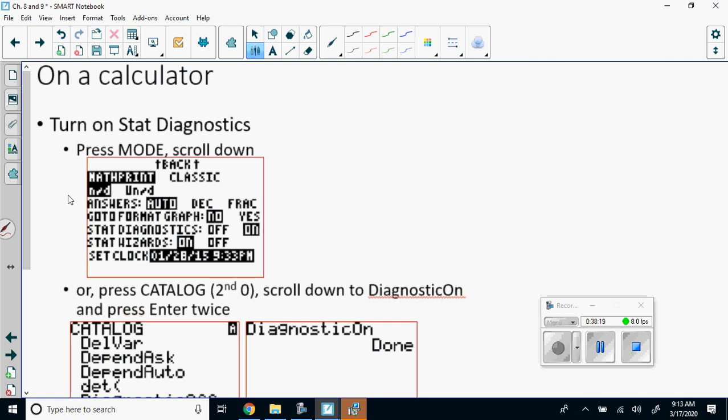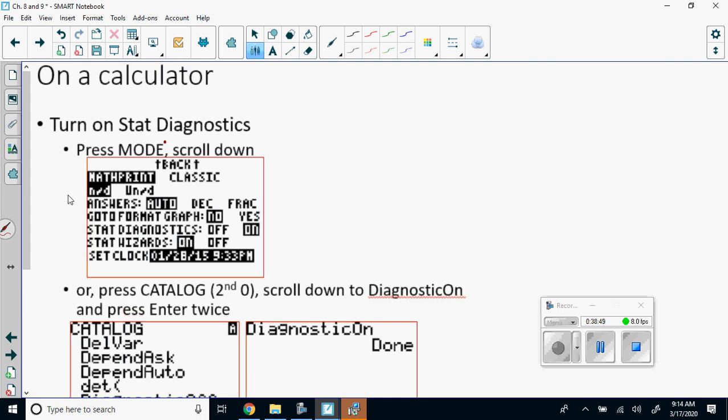So your first step with calculating R in your calculator is going to be to turn the diagnostics on. What that does is it tells the calculator that it needs to be calculating R when it calculates its line of best fit. To do it, you push the button that says Mode. Mode is in the top left next to the second button, that blue button. So push Mode.